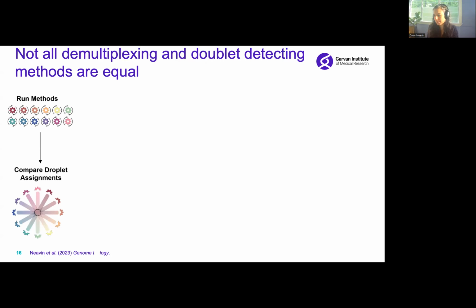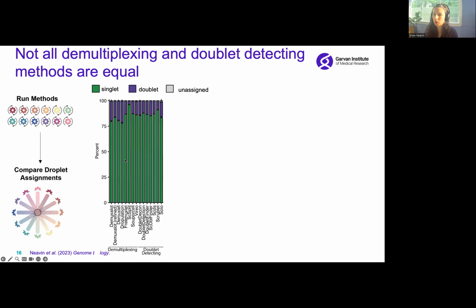And so when we first applied these different methods, you can see that not all of these methods perform equivalently. So when we apply them to this data set, we see that on average, we have probably about 20% of a doublet rate across the demultiplexing methods, which are on the left here, and the doublet detection methods, which are on the right. And so you can see that on average, it's about 20% doublets that have been detected, but there are some methods that definitely identify fewer doublets and some that definitely identify more.